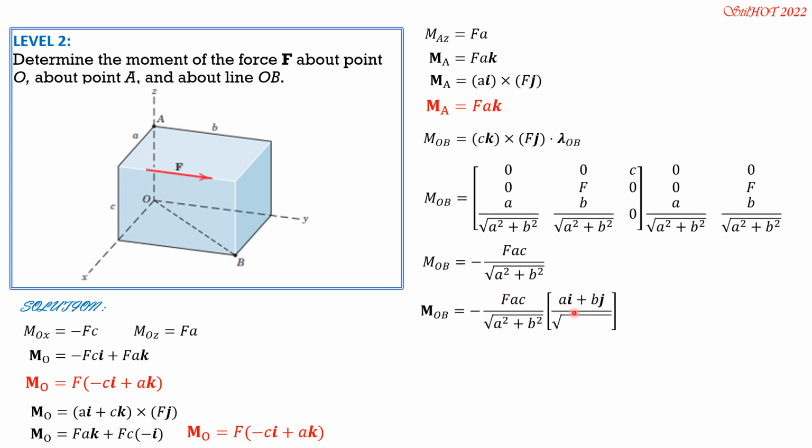Then we multiply unit vector of OB, which is AI plus BJ. This is OB direction, then divided by its magnitude, it becomes the unit vector. So the final answer is negative FAC quantity AI plus BJ over A square plus B square. That's the moment about OB in vector form.